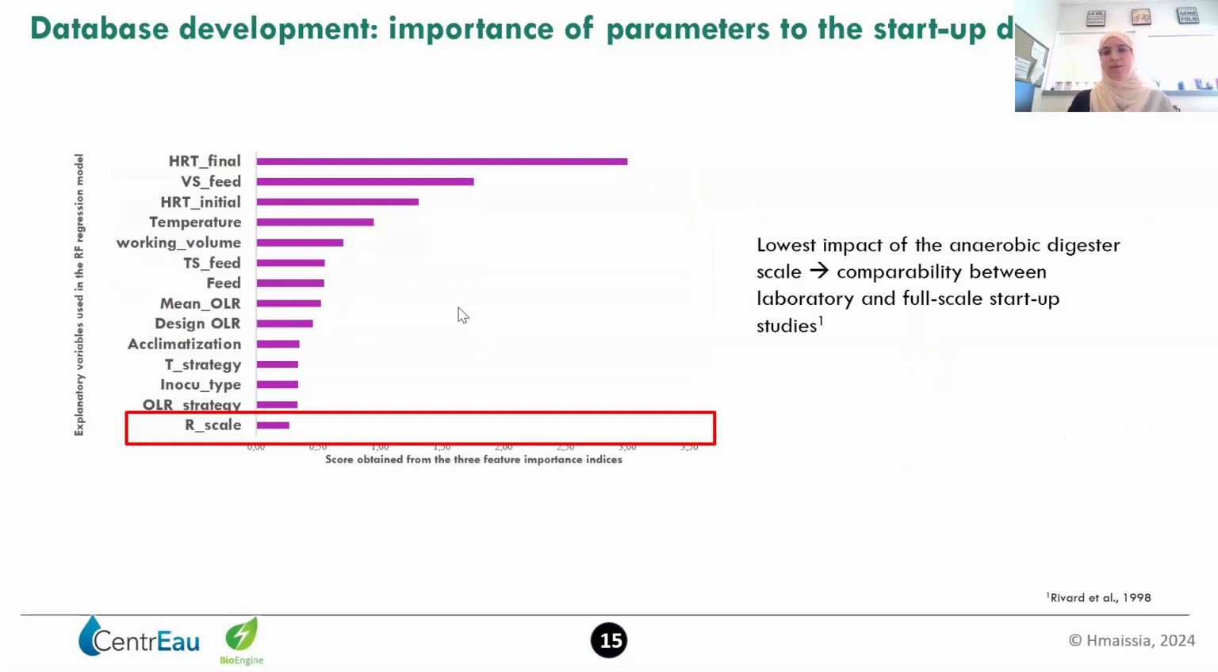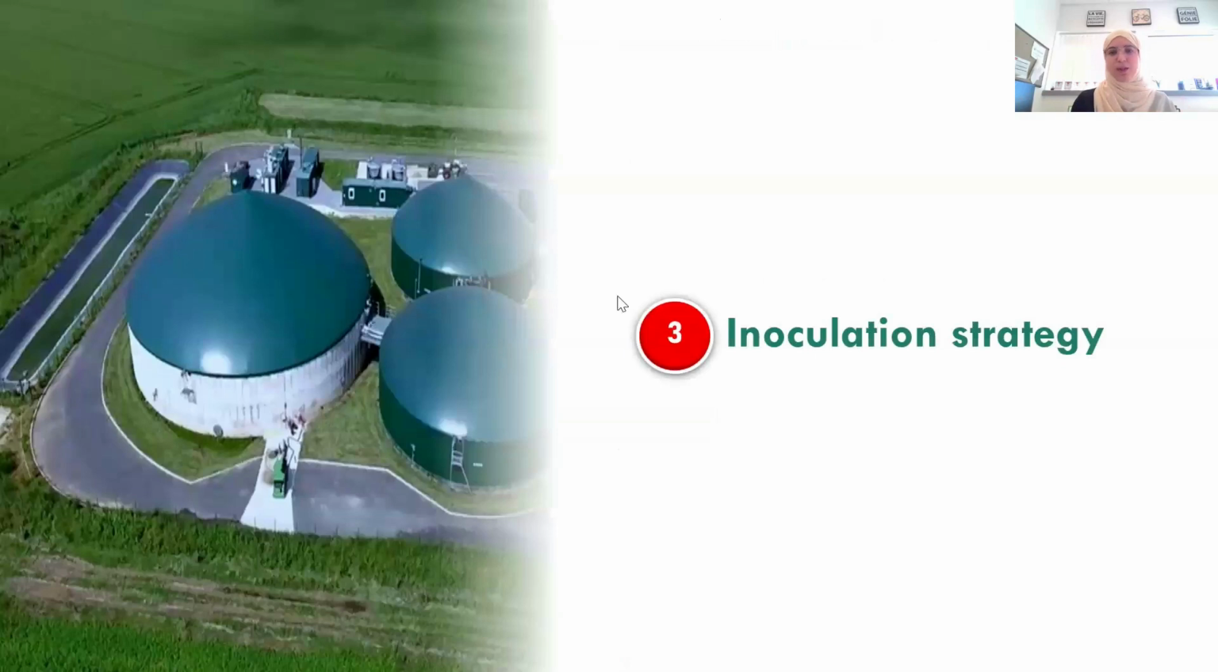Another important note was the weak impact of reactor scale. What is that supposed to mean? It means that when you have results from lab scale reactors and full scale reactors, you can compare between them both. Or when you have results from lab scale reactors and you want to study what would happen in a full scale one, it could represent what's happening in terms of startup duration.